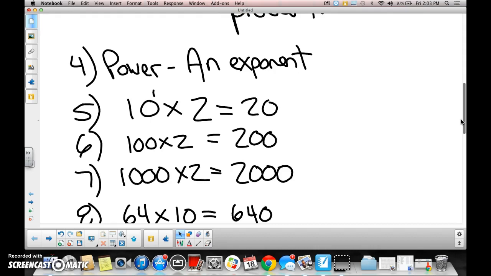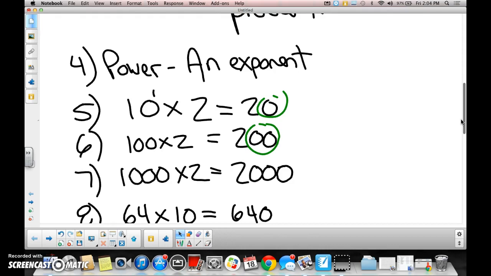We went through a couple of examples. 5, 6, 7, and 8. We said 10 times 2, 20, 100 times 2, 200, 1,000 times 2, 2,000. And what we concluded was that anytime you multiply a number by 10, any number by 10, you simply add a 0. Anytime you multiply a number by 100, you simply add 2 zeros. Anytime you multiply a number by 1,000, you simply add 3 zeros, and so on and so forth.